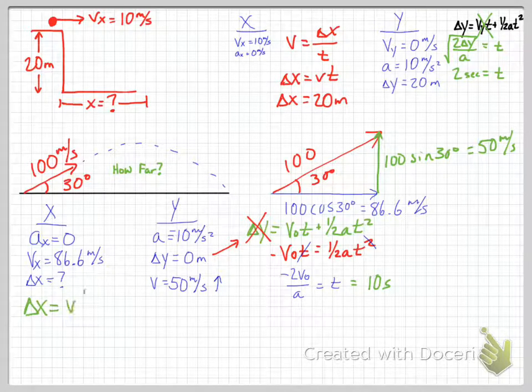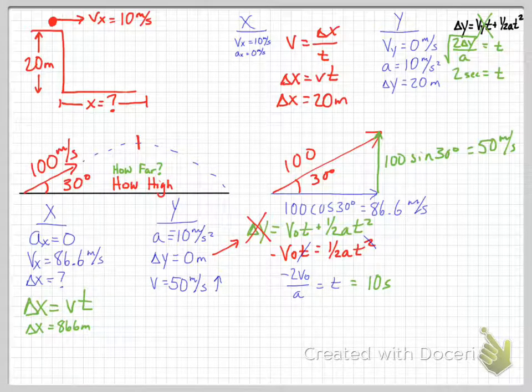which comes out to 10 seconds. And then we plug that 10 seconds into the simple constant velocity equation, and we find that the change in displacement, or how far it went, was 866 meters. So what we're worried about now is how high did it go. That was very simple to find out how far. Now we got to talk about how high.